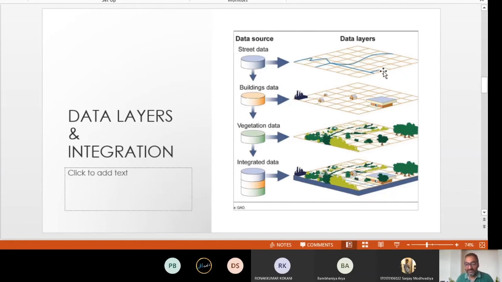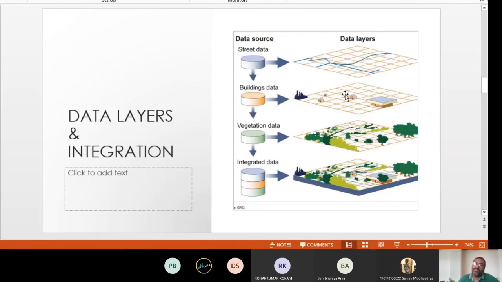Now, the map generated is one thing. These are the layers. One theme here is the street, the second theme is the building, the third theme is the vegetation, and the fourth is the integrated map. This is a thematic map, this is a thematic map, this is a thematic map, and this is the integrated map. So this information is spatial, spatial and visual information. And the data about these streets or these buildings is also there. That is attribute data. This is spatial features.